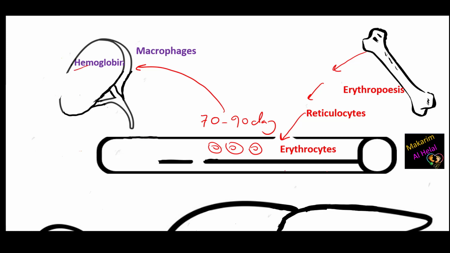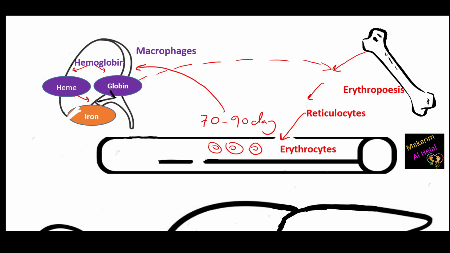Hemoglobin will be broken into two components. These two main components are globin and heme. Globin is a protein and is broken down to amino acids and reused for erythropoiesis. The other component, heme, is also broken down into two components. The first component is iron. Iron is also reused for erythropoiesis.